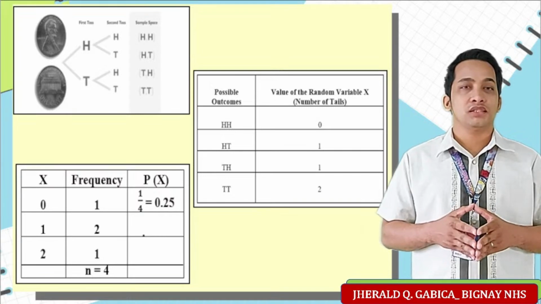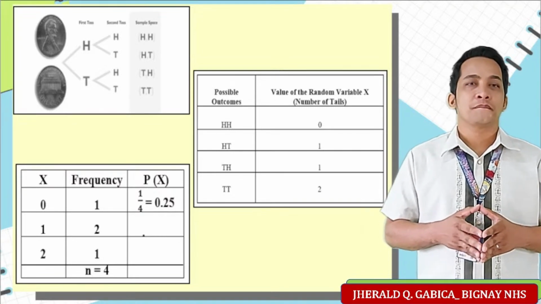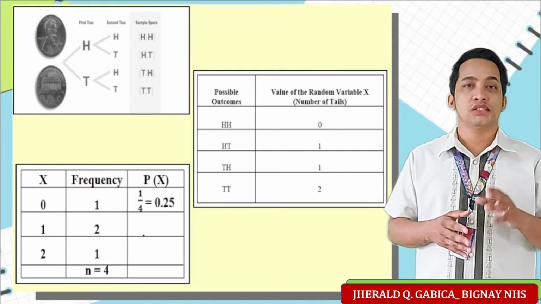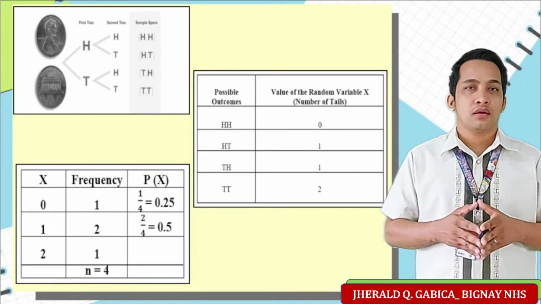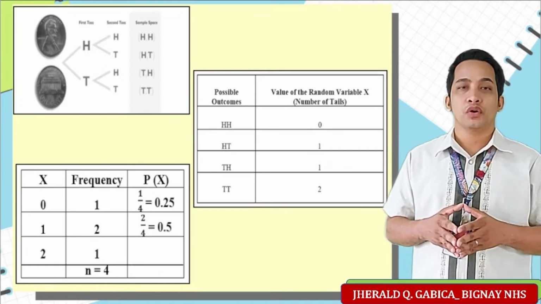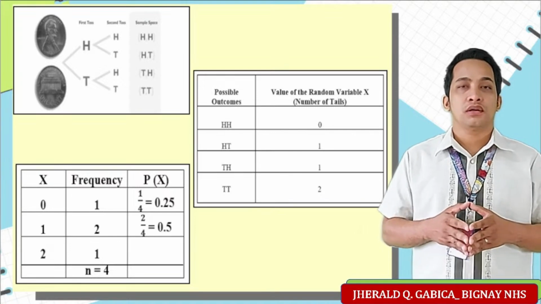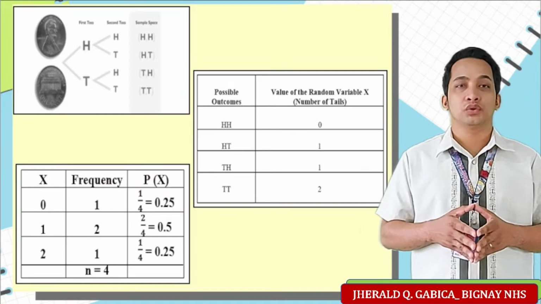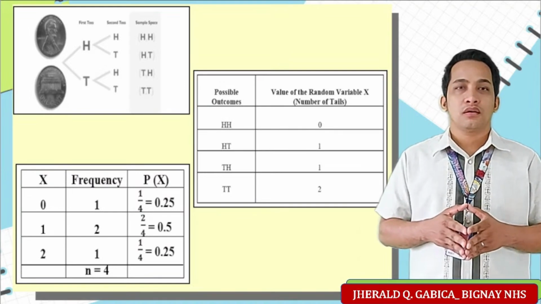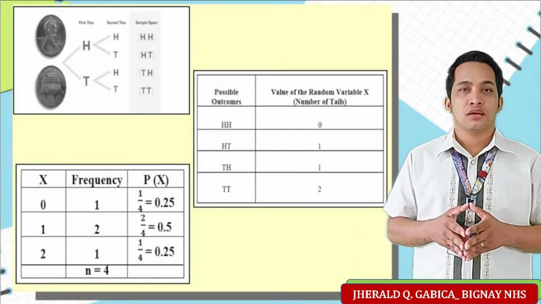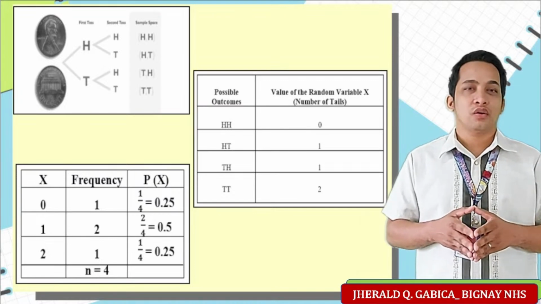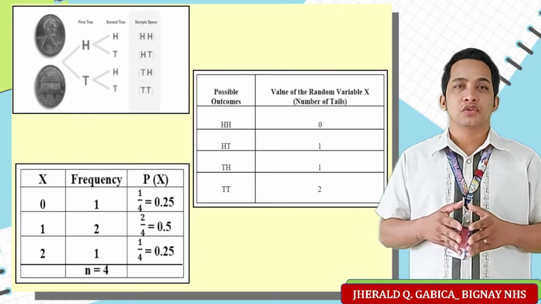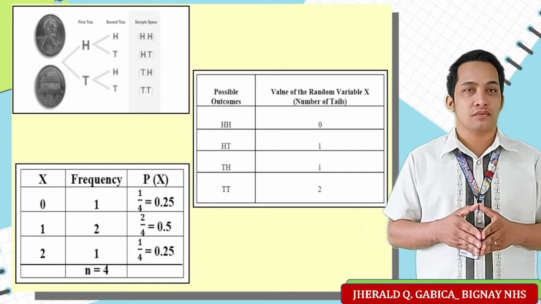For x equal to 1, our frequency is 2, or 2 over 4, or 0.5 in decimal. For x equal to 2, we have 1, and that's 1 over 4, or 0.25. So the total frequency is equal to 4.